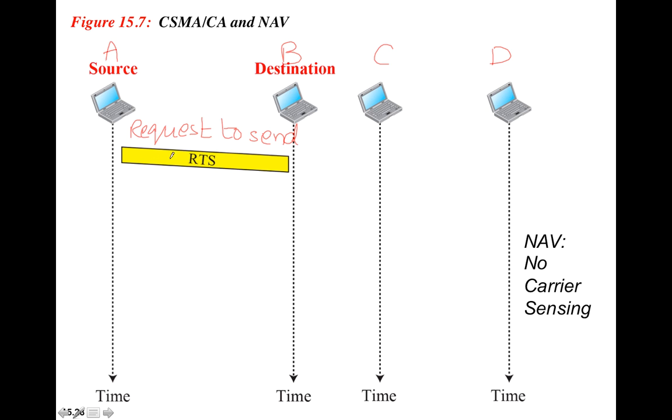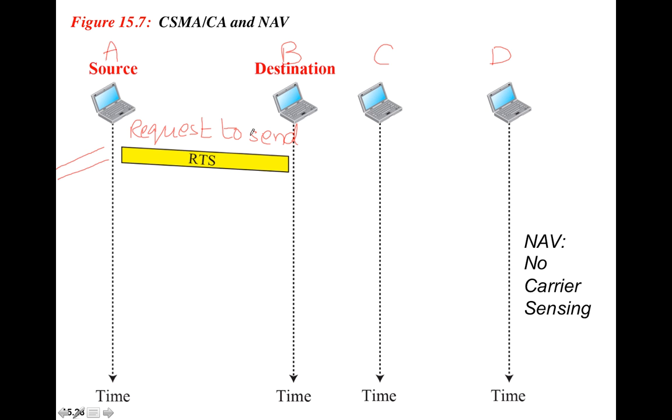Now, anyone listening to this request to send, because remember, when A is sending, anyone who is in A's range will also hear this RTS. And the destination is given as B. So everyone who can hear A's transmission knows that A is preparing to send something to B. The RTS message will also contain the duration, the expected time it will take for that transfer.